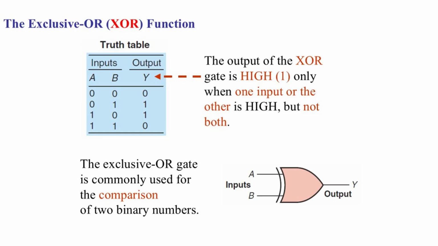The last function we will examine is the exclusive OR function, which is often referred to as the XOR function. The XOR outputs a 1 only when one input or the other is 1, but not both at the same time. This makes the XOR gate useful whenever we want to detect a difference between two signals. For example, it is often used for comparing binary numbers.